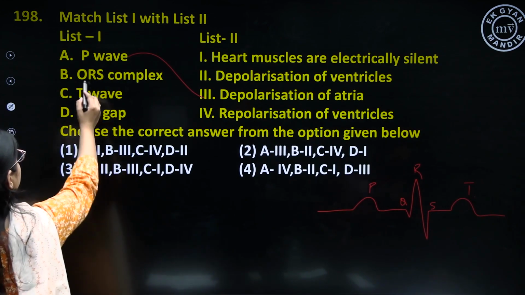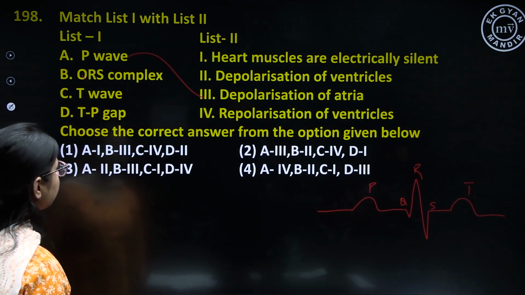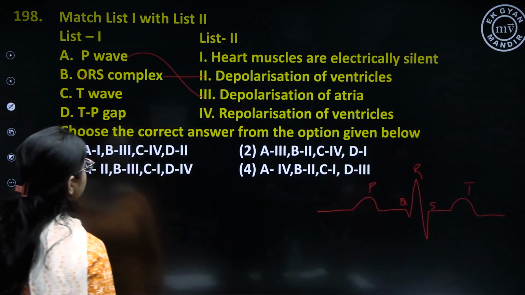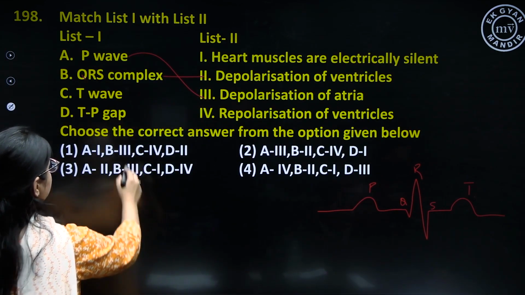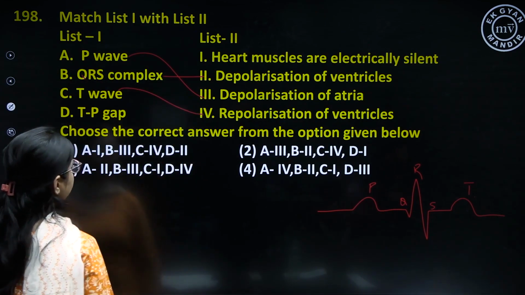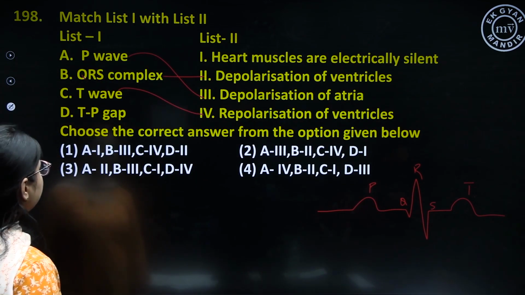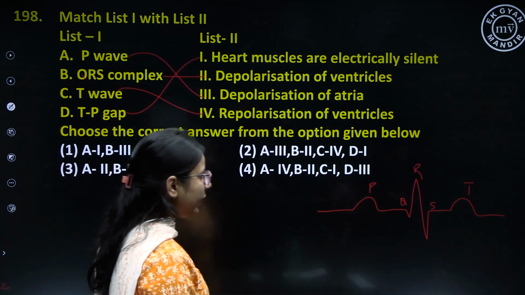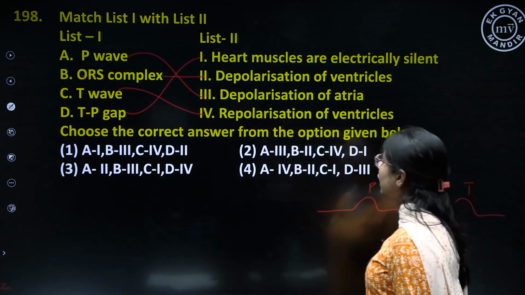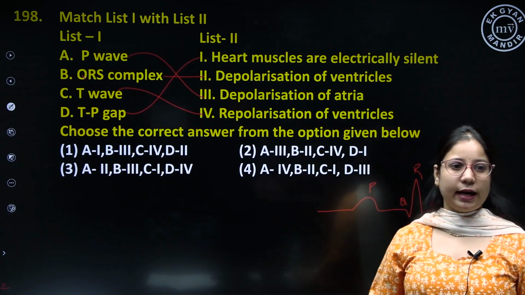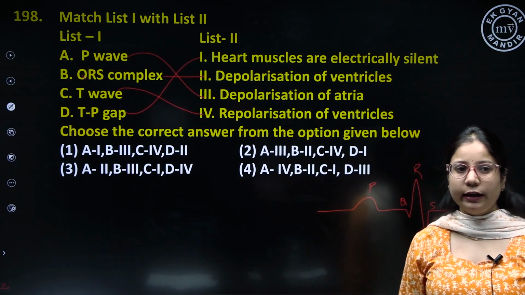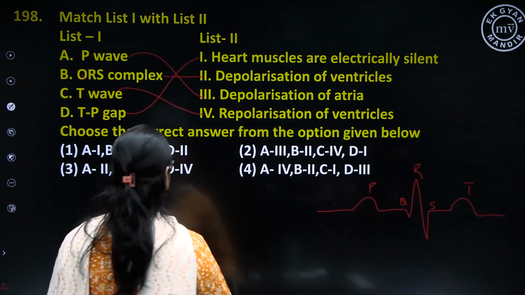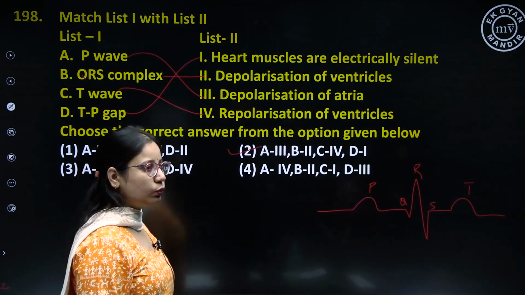Then you have QRS complex. QRS complex is depolarization of ventricles. T wave, it is repolarization of ventricles. And then you have TP gap. TP gap is a gap where the heart muscles are electrically silent. That means they are not doing any type of contraction. So the correct option for this question is option number 2.